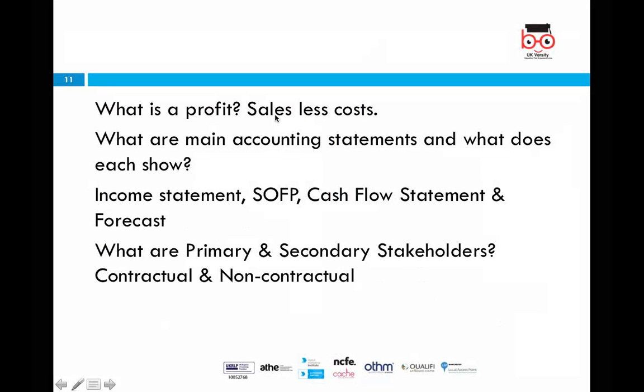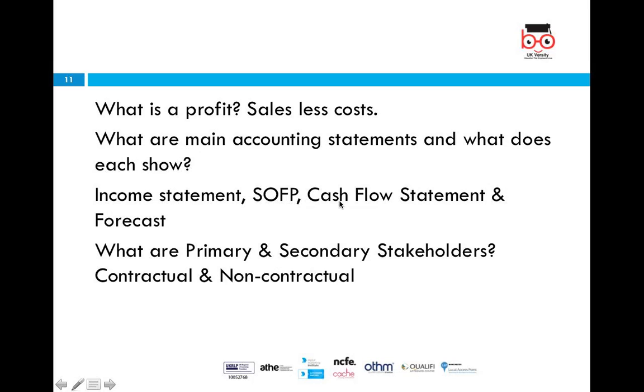So as we can understand, what is the profit? That goes to the income statement: sales less costs, and then when we deduct the costs, there are different kinds of cost: administrative costs, capital costs and other things. So we can derive the different kinds of profit: gross profit, net profit, operating profit, which is net profit, and profit before tax, profit after tax, and retained profit.